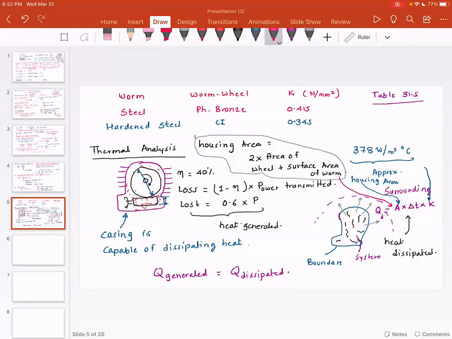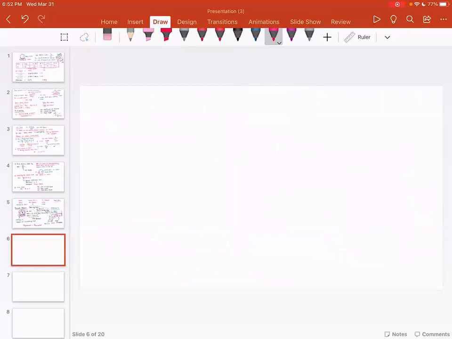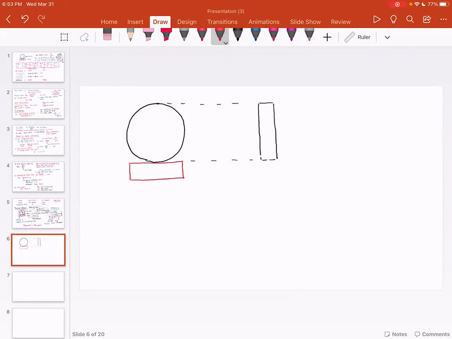So the last part is we want to talk about what are the different types of forces acting on this worm and worm wheel. And once again, what I'm going to do is draw 2 figures. So the first figure is the front view. And the second figure is the side view. So this is the front view, and this is the side view.